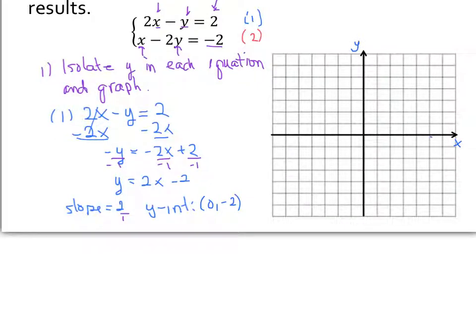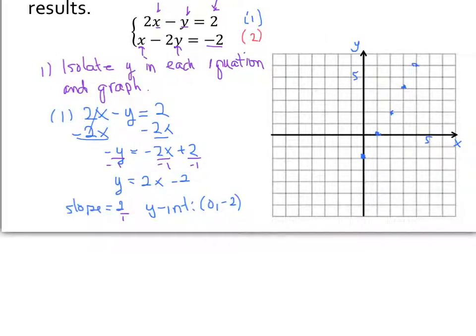Make sure to always label your graphs. So 0, -2 is the point down here. Then you start from this point and go up 2 and over 1. Then you do it again, up 2 to the right 1, up 2 to the right 1, up 2 to the right 1. And so you get this series of points that are the same slope apart.